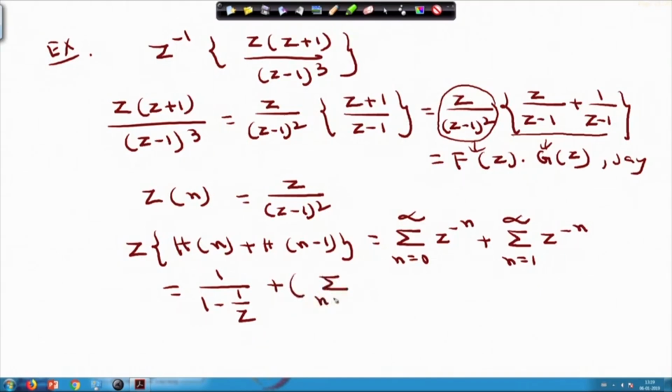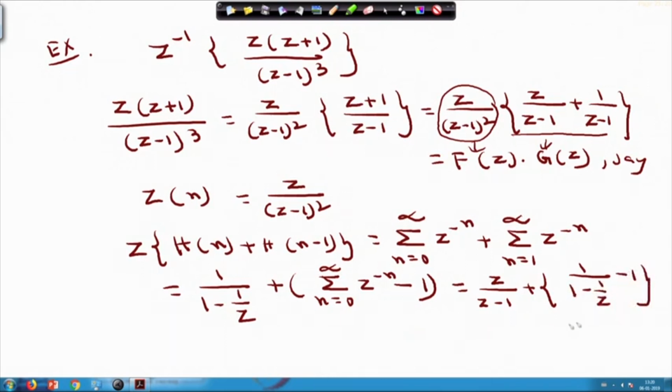I can write down this thing as summation n equals 0 to infinity z to the power minus n. So, 1 I have added here, so I have to subtract 1 here. So, this equals z by z minus 1 plus, this part again I can write down 1 by 1 minus z minus 1, and if I simplify, this will be equal to z by z minus 1 plus 1 by z minus 1. So, this term is nothing but this one. Therefore, I obtained the function whose Z transform is this.